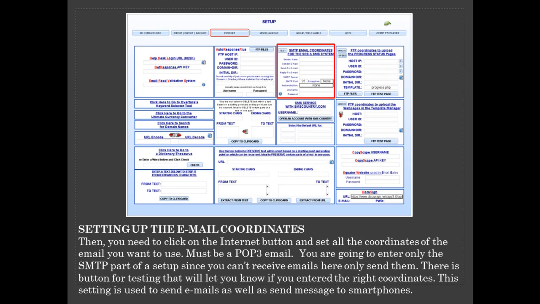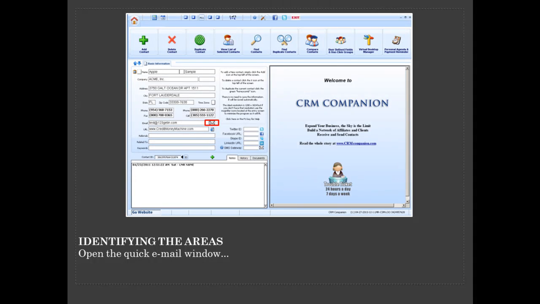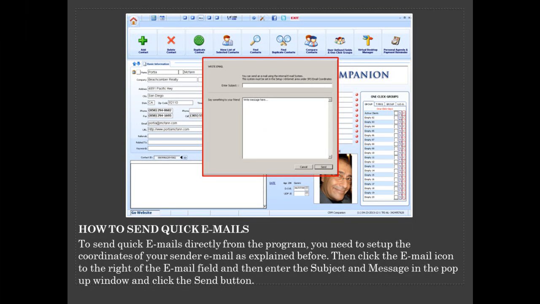You are going to enter only the SMTP part of a setup, since you can't receive emails here, only send them. There is a button for testing that will let you know if you entered the right coordinates. This setting is used to send email as well as send messages to smartphones. Sending an instant message. Just click the icon to the right of the SMS gateway, enter your message up to 140 characters and click the send button.